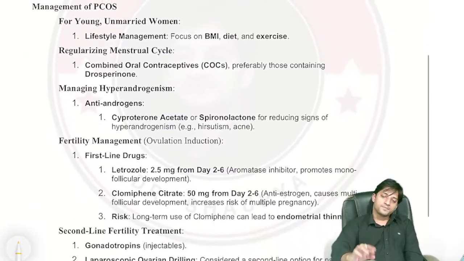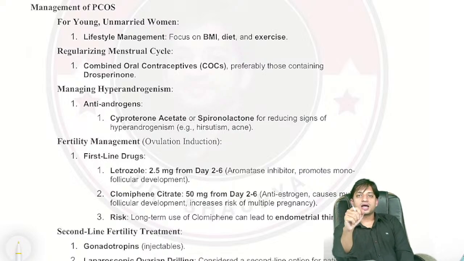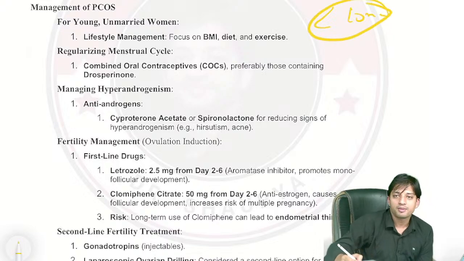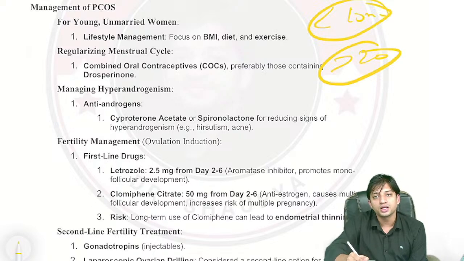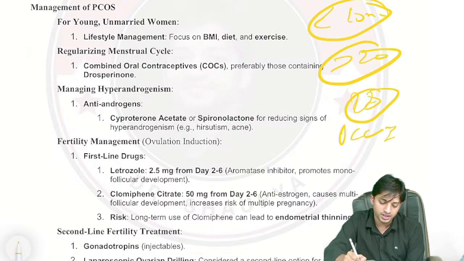So PCOS, why is it happening? Ovarian stroma gets thickened, right? Now due to that, there will be anovulatory cycles, multiple cysts will be formed, and each cyst will be less than 10 mm in size, right? And if you find more than 20 follicles, or 12 to 20 follicles, then you will call it PCOS, right?